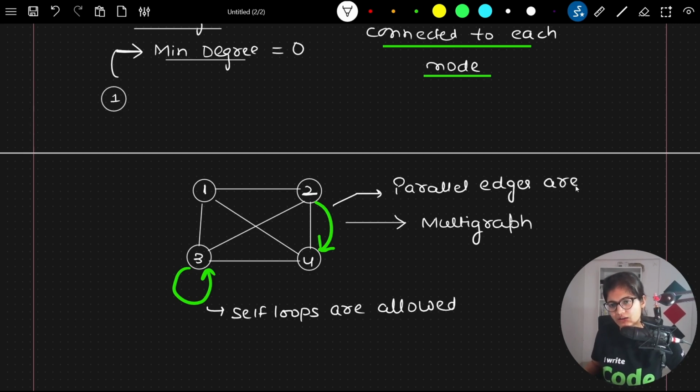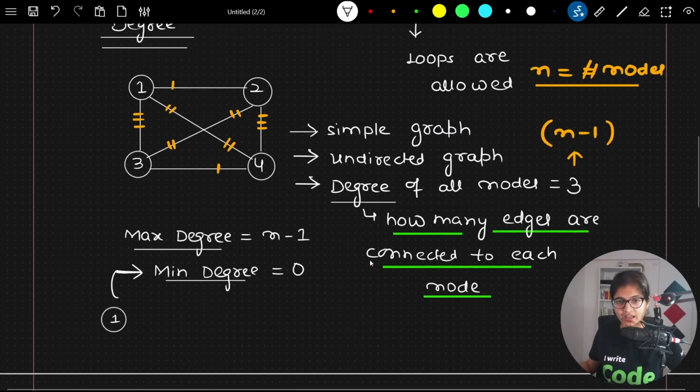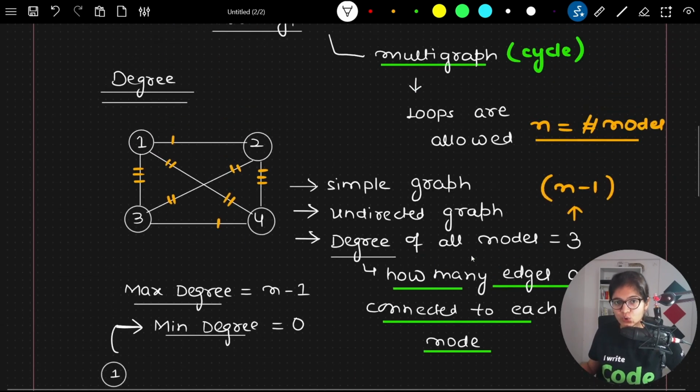Parallel edges are also allowed. So self loops are allowed, moreover parallel edges are also allowed here. So this is the simple meaning of what I would say a multi-graph. The graph which has the maximum number of edges in a simple graph is what we call a complete graph.